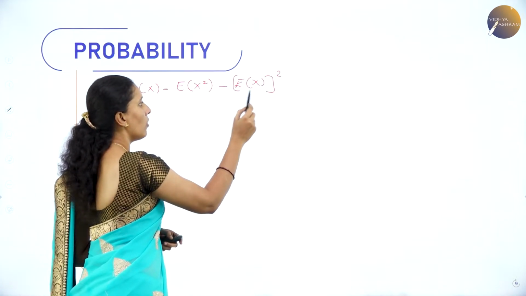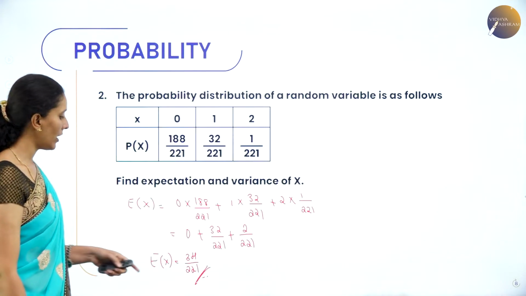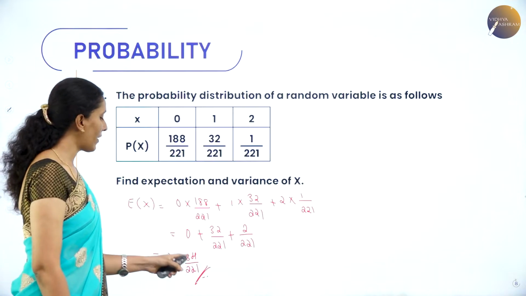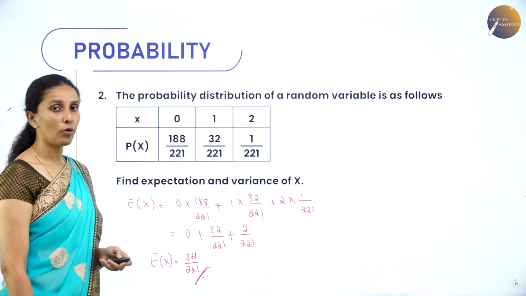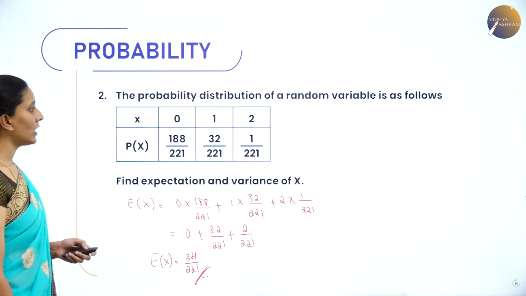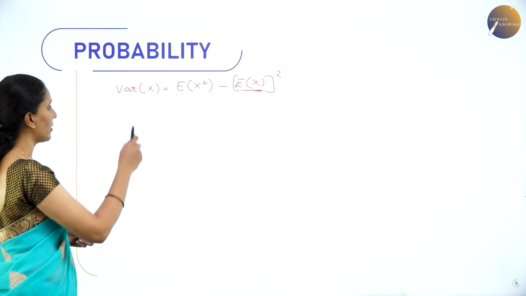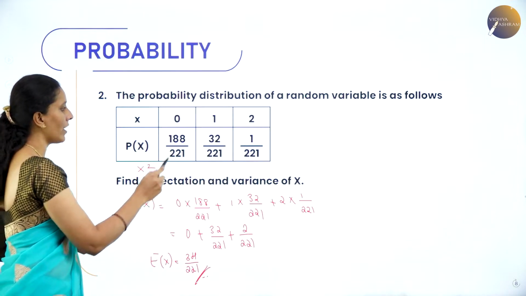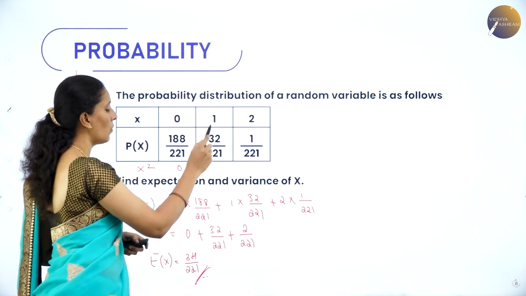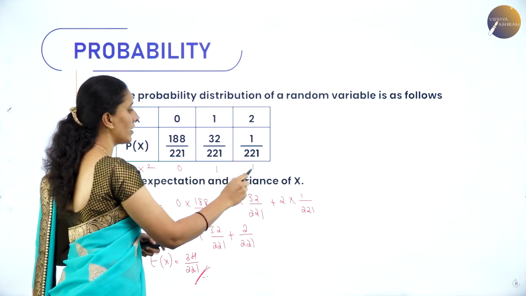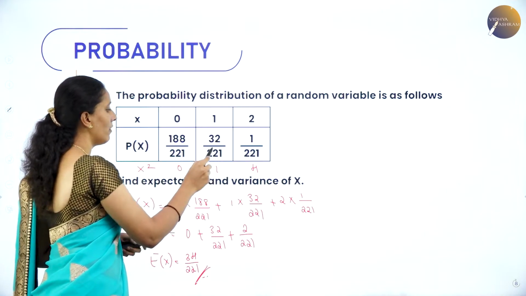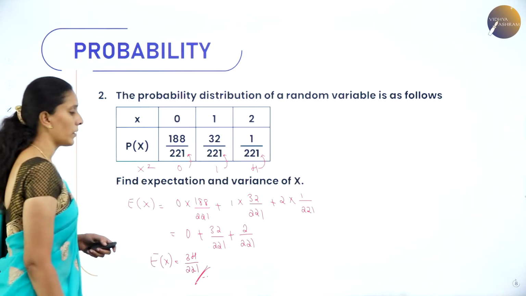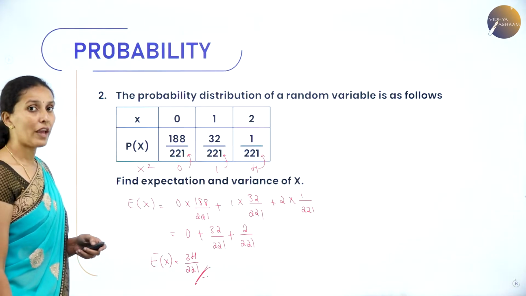square. We know what is E of X now. So, here we have calculated E of X as 34 by 221. Now, I need the column X square. So, here we have X. So, let's take X square. So, 0 square is 0, 1 square is 1, 2 square is 4. So, multiply with their respective probabilities here and take the sum. That will give you E of X square.